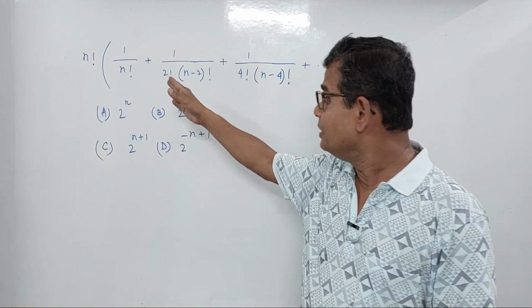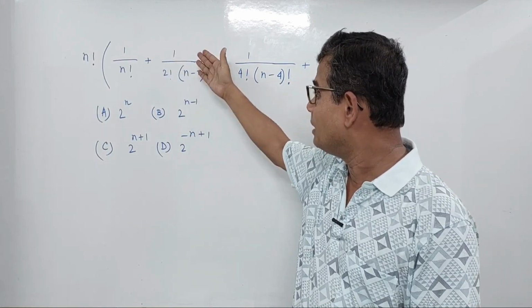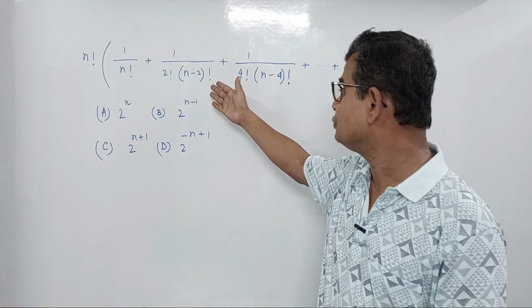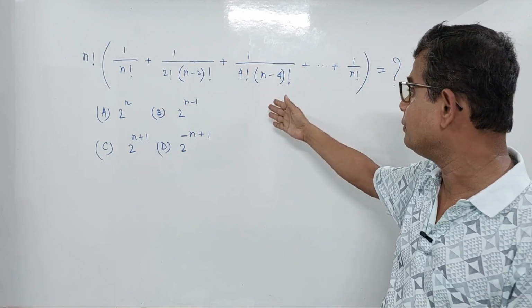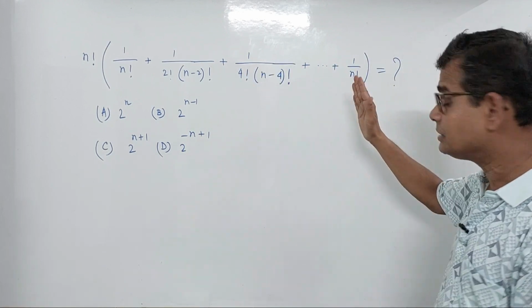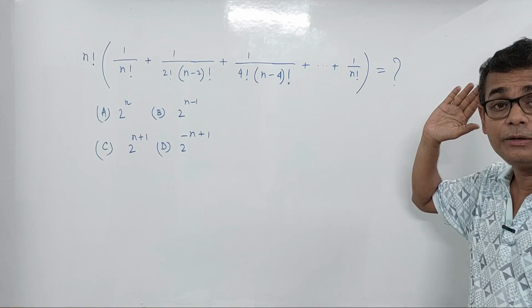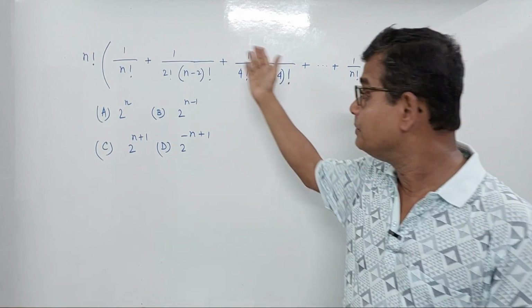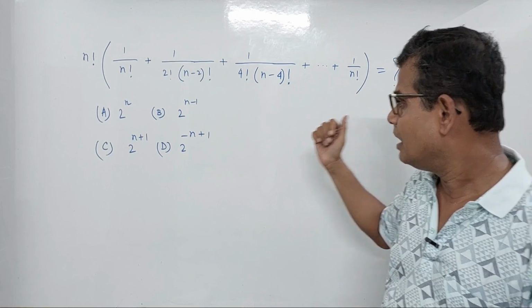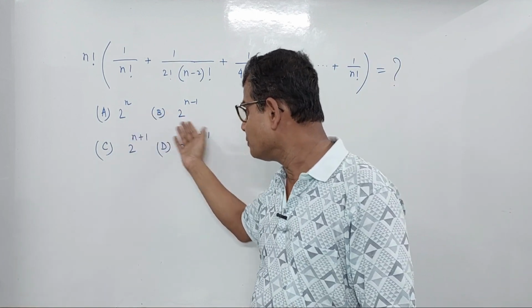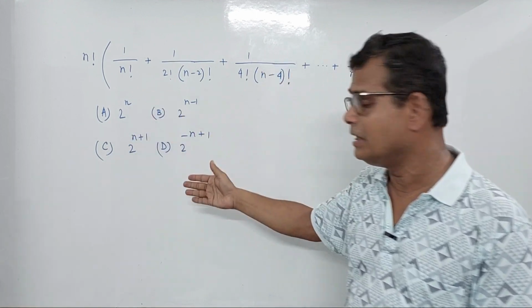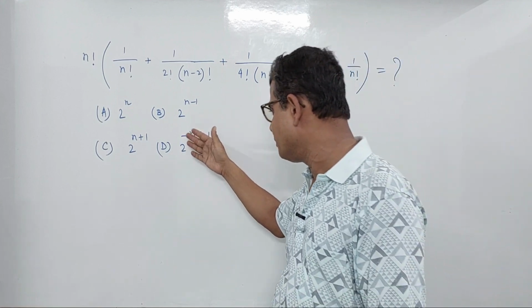Factorial n into 1 by factorial n plus 1 by factorial 2 into (n minus 2) factorial plus 1 by 4 factorial into (n minus 4) factorial plus dot dot up to 1 by factorial n. What is the value of this lengthy expression? We have given 4 options here: 2 to the power n, 2 to the power n minus 1, 2 to the power n plus 1, 2 to the power minus n plus 1.